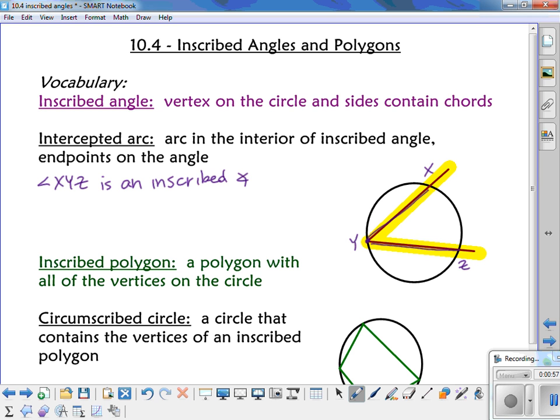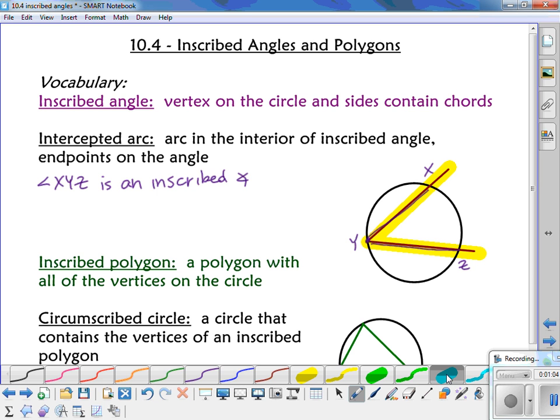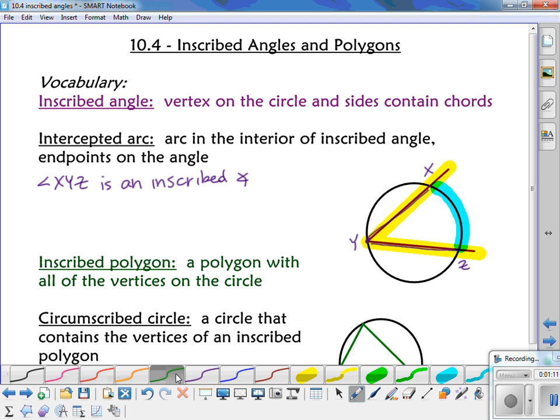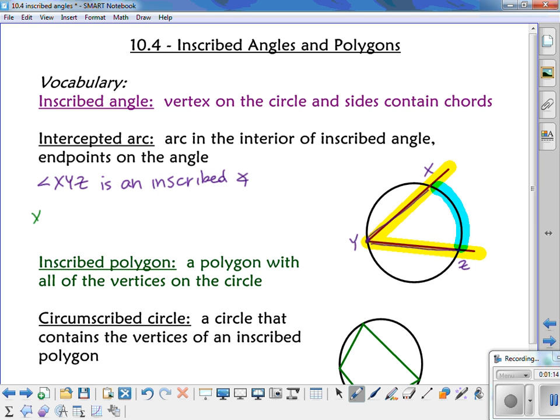An intercepted arc is the arc that's on the interior of the inscribed angle. So right here, arc XZ is the intercepted arc for angle XYZ.